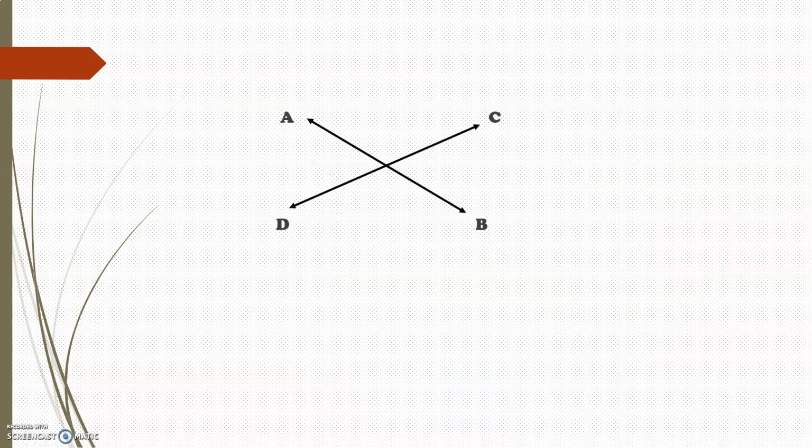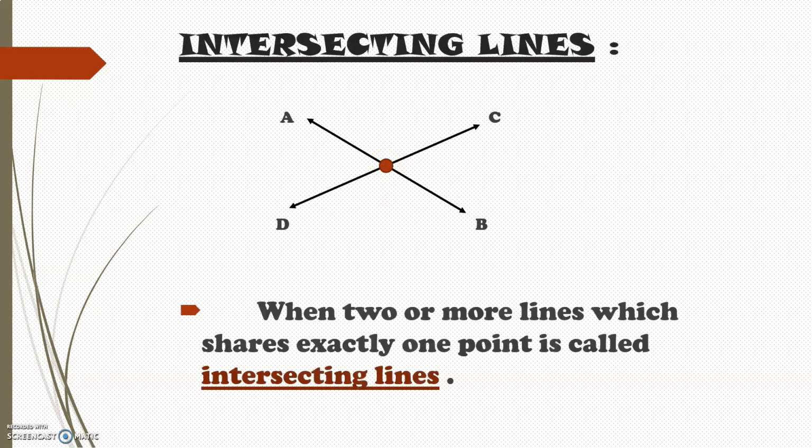So here let us consider two lines which are intersecting each other. Let us say AB and CD, where these two lines are meeting at exactly one point. This is called intersecting lines. When two or more lines share exactly one point, they are called intersecting lines.